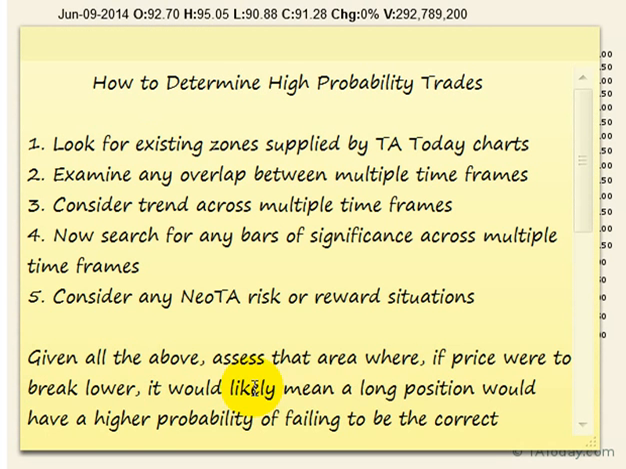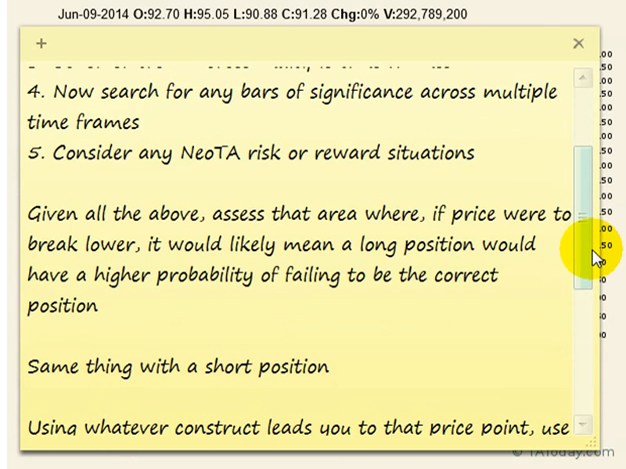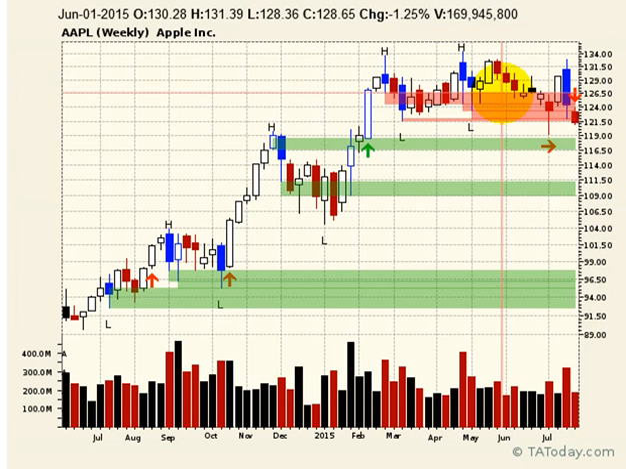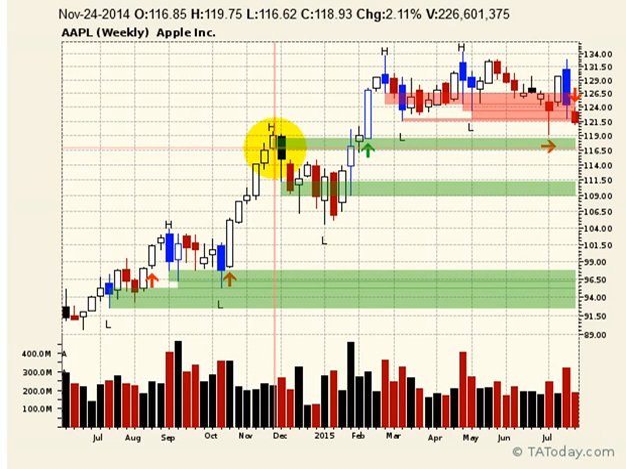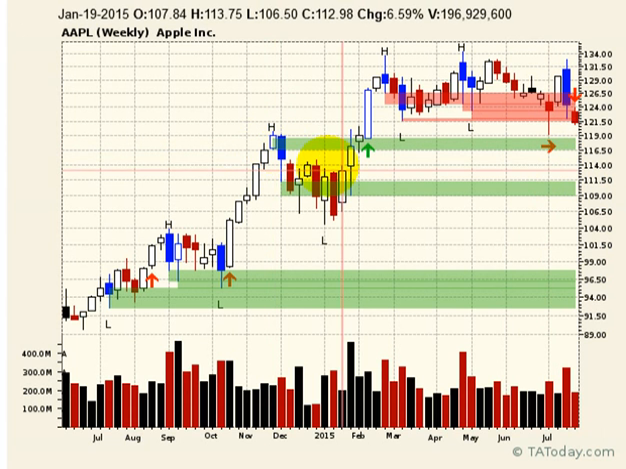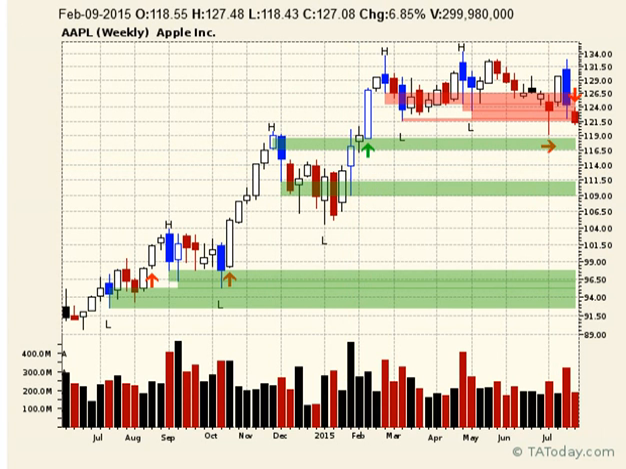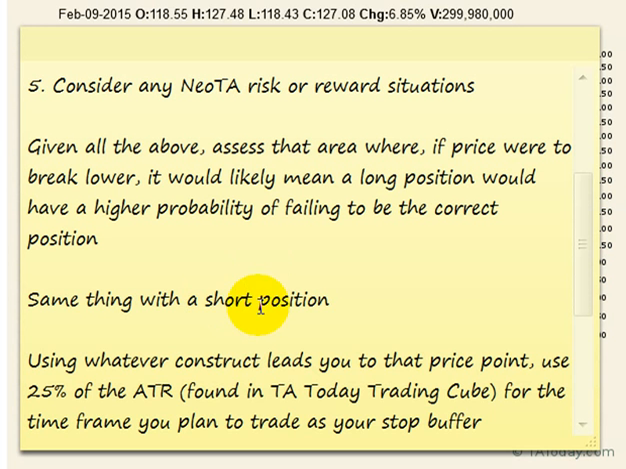So given all of that, we've assessed the area that we were looking at, and if price breaks lower, would it likely mean a long position would have a higher probability of failing to be correct? In this case, yes, it would, and that price point is this 119.22 area. So in other words, if we get underneath, say, 116.62 on the intermediate term time frame, we're probably going to carry down to the 110 area, 109 area. So we're going to suffer $7 more loss, which is roughly 7% more. So we know that as kind of a risk situation. We're not considering the short situation, but it would be the same.